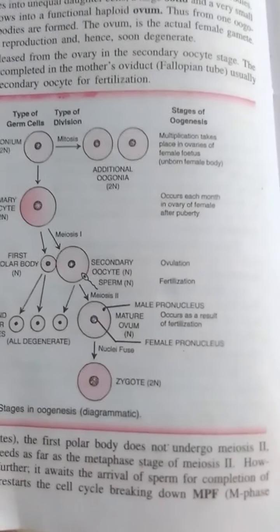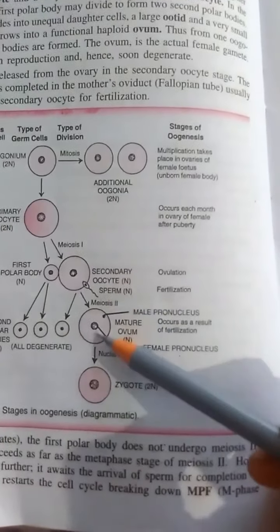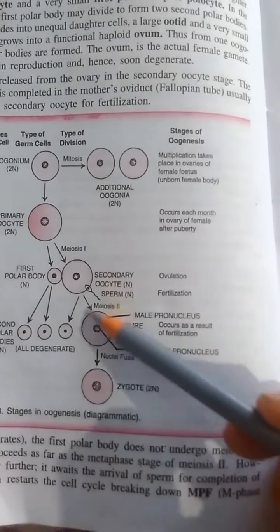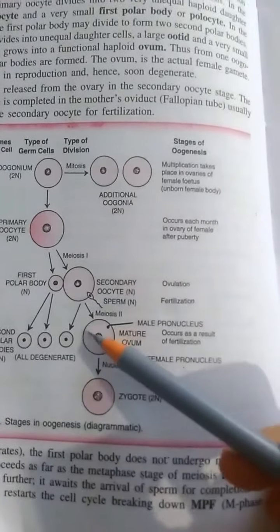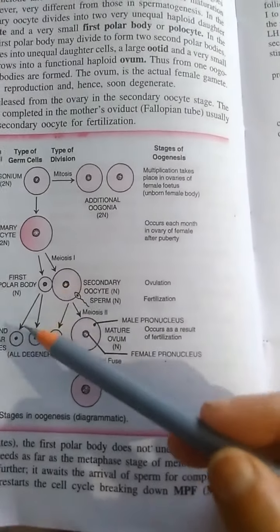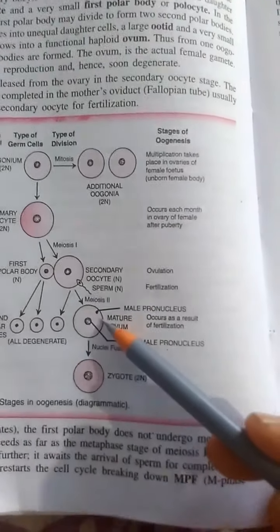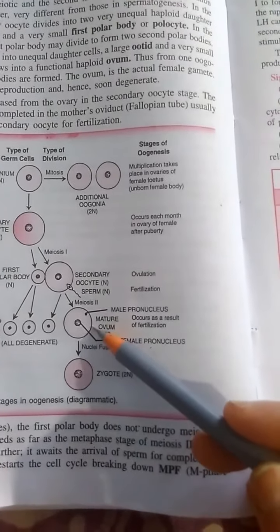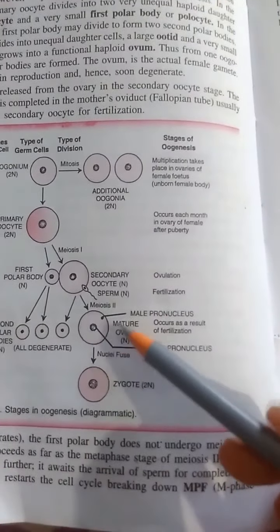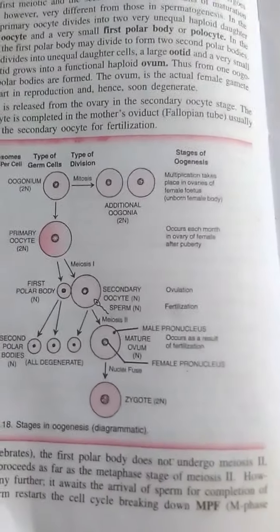There won't be the formation of ootid, right? But if sperm comes, then it will complete meiosis 2, and that will help in the formation of two more haploid structures, a large ootid or the ovum and a small polar body, right? And all these polar bodies are of no use, so they will degenerate, okay? And only this ovum, the nucleus of the mature ovum, will fuse with the nucleus of the sperm to result in the formation of a zygote.